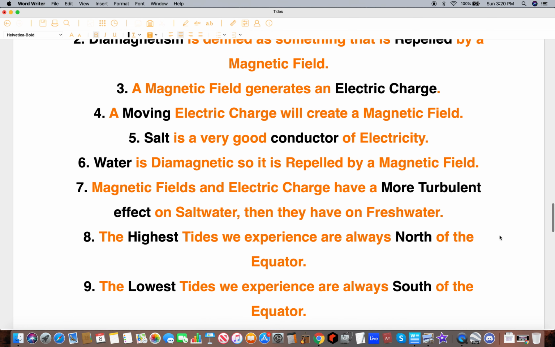The highest tides we experience are always north of the equator. The lowest tides we experience are always south of the equator. This is a fact. North of the equator, you get the highest tides. I've lived in the southern hemisphere. I lived in Australia, and I've been to the southern hemisphere, past the equator, several times to different countries, and the tides are hardly noticeable.